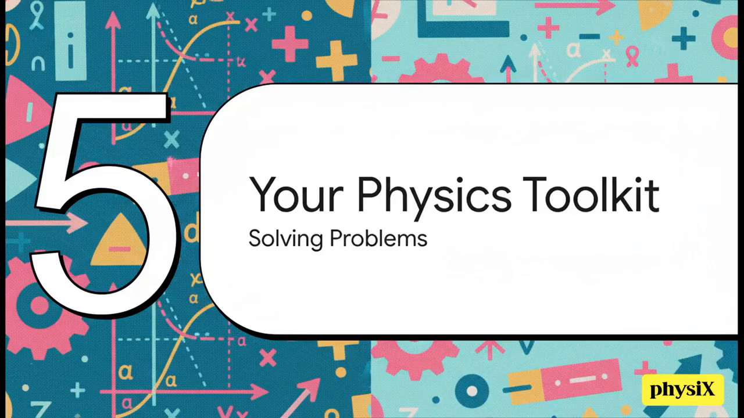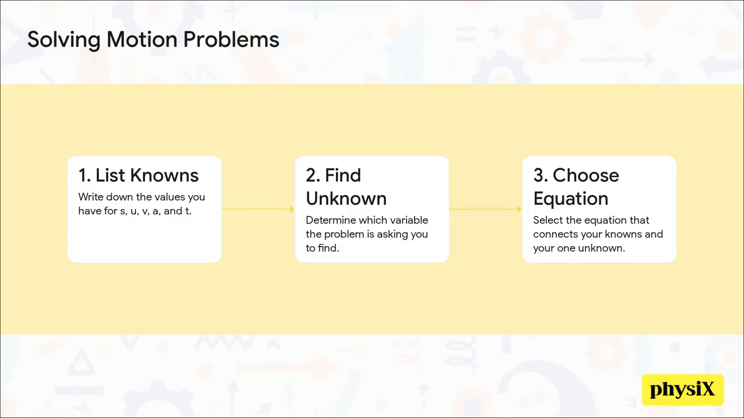So there we have it. We've gone through the variables, the key equations, what the graphs look like, and even a real-world example. You now officially have a complete toolkit for tackling any constant acceleration problem you're ever going to see. So how do you actually use this stuff? It's a super simple 3-step process that works every single time. First, just list out what you know. Write down the numbers you have for S, U, V, A, and T.